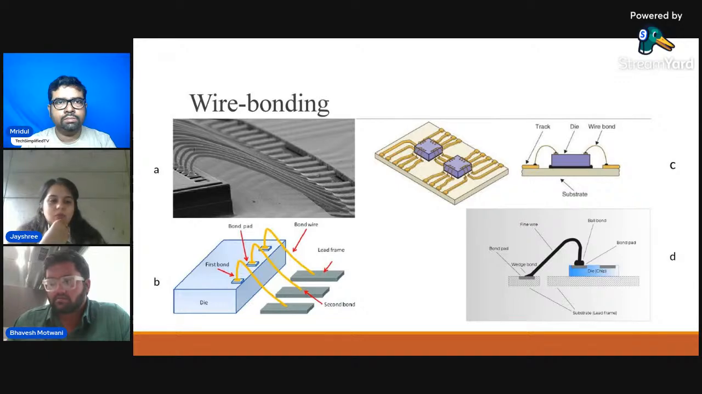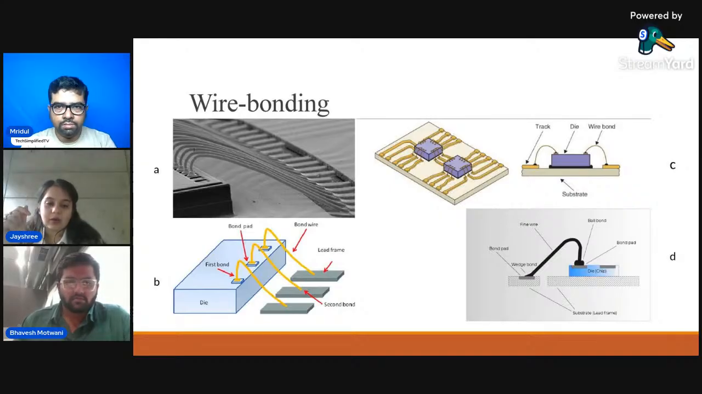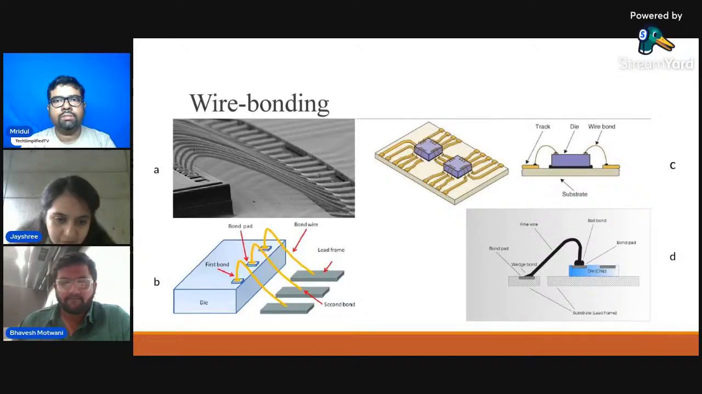Okay, so what is in this, you can see in this B image. If you want, I can zoom it. So in this, as you can see, there is a lead frame and there is a die. Firstly, the first bond is created on the die, and then the second bond, which is called the stitch bond, is connected on the lead frame. So that bond is then retraced, and then we get the complete wire bonding structure.